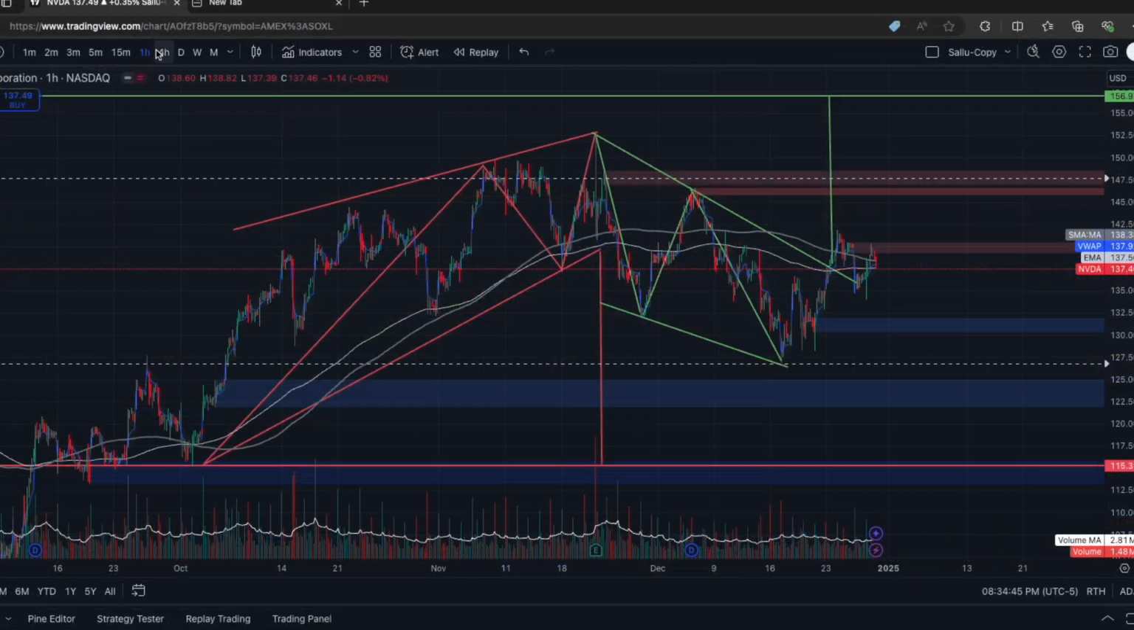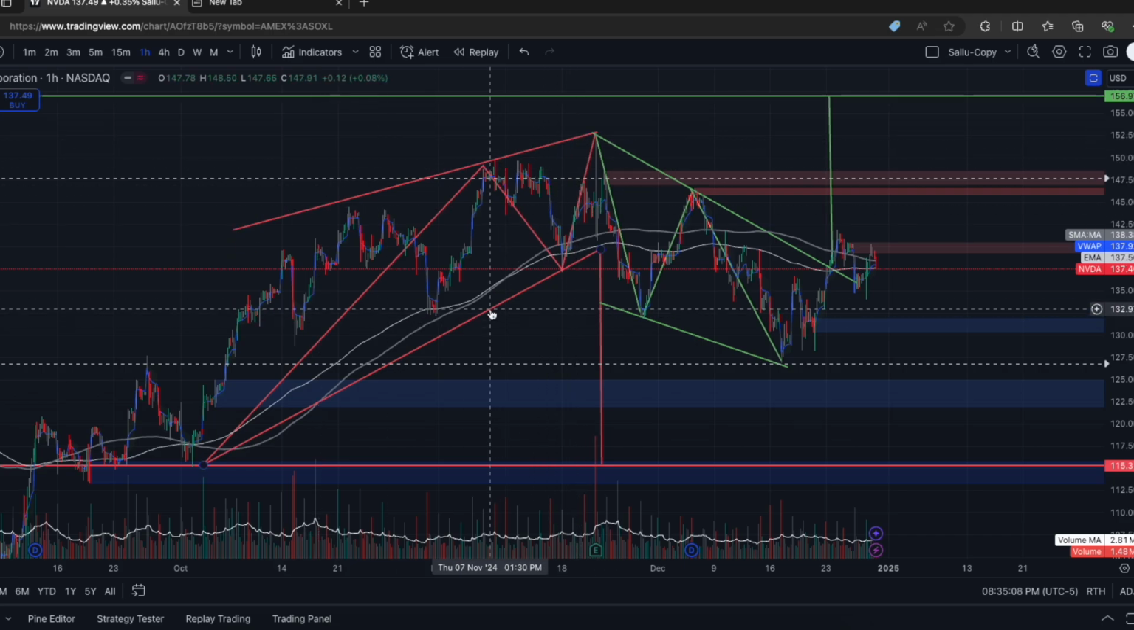Now switching over to the 1-hour chart. Interesting patterns here. If I start joining the higher lows, this point to this point, and then also the higher highs here, joining this point and this point and this point and this point, then we would be getting an interesting rising wedge.